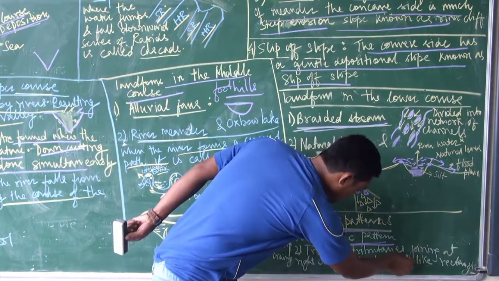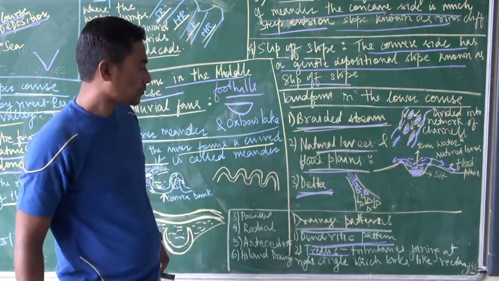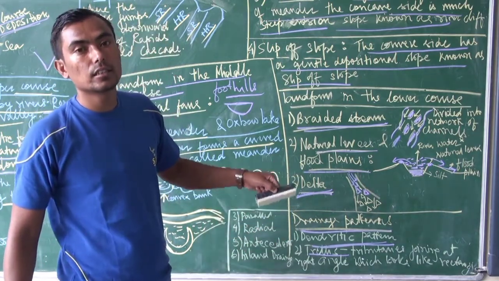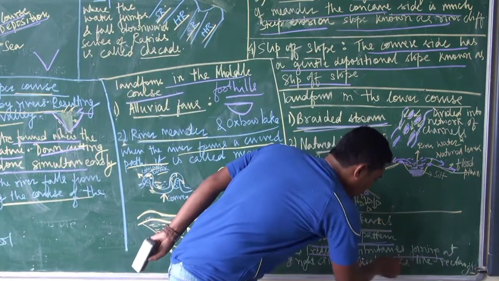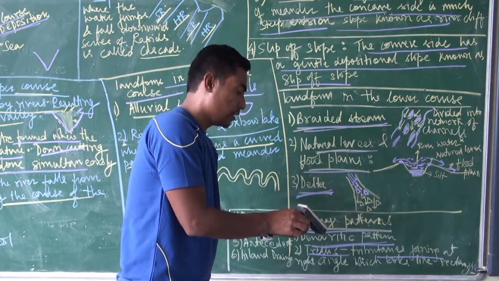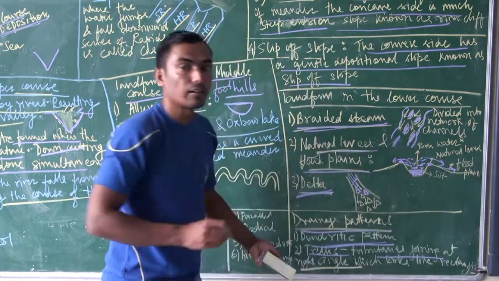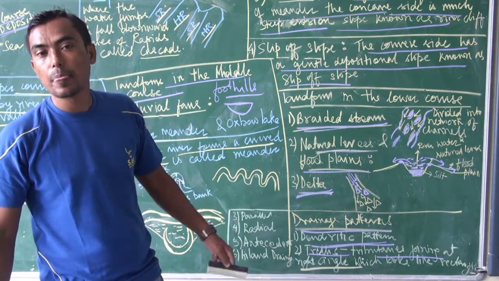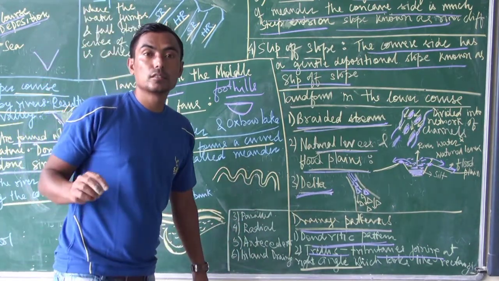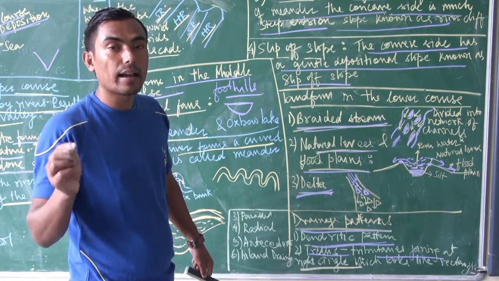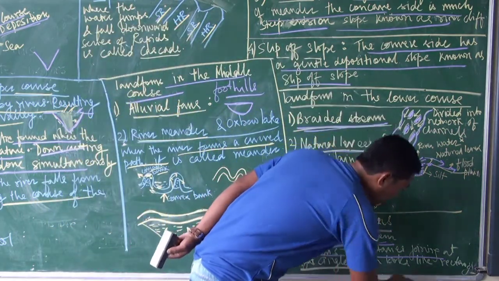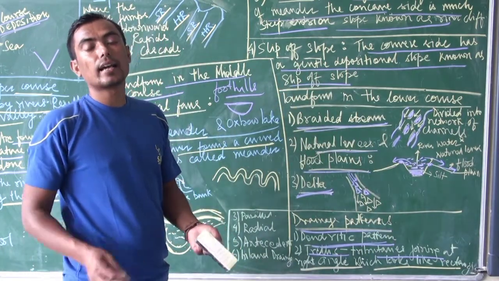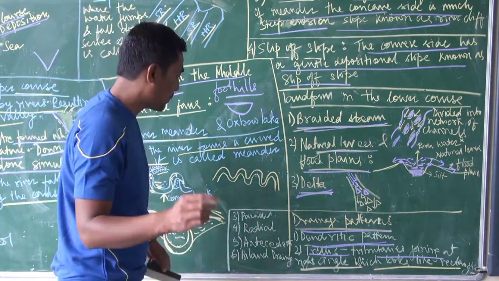Next, trellis drainage pattern. In this trellised drainage pattern, the tributaries join at right angles. When the tributaries join at right angles, it is called a trellised drainage pattern. And whenever the tributaries join the main river at a right angle, it looks rectangular in shape, and that is called a trellised drainage pattern.